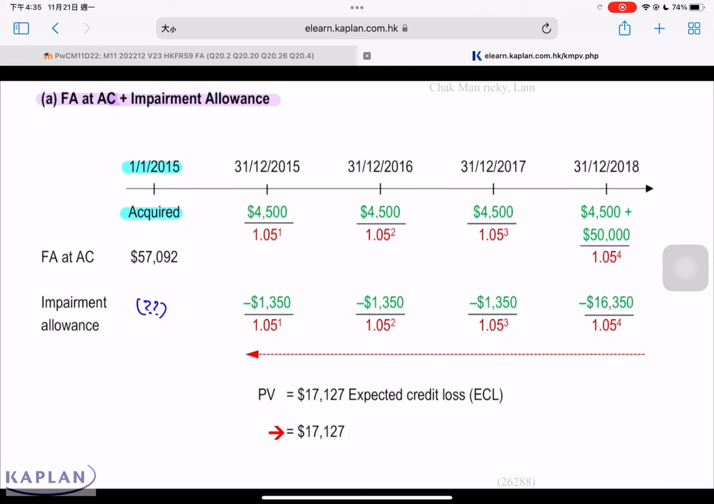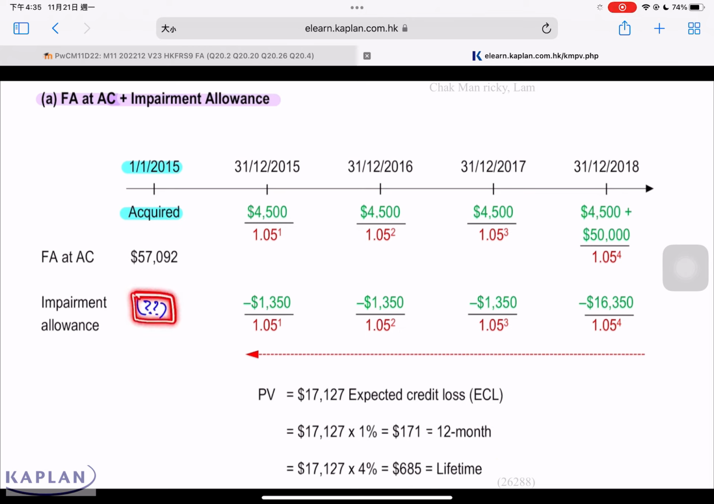Based on 17127 multiplied by 1% equals 171. We call this the 12 months expected credit losses. 17127 multiplied by 4% equals 685. This is over the remaining 4 years, over the remaining lifetime. We call this the lifetime expected credit losses.